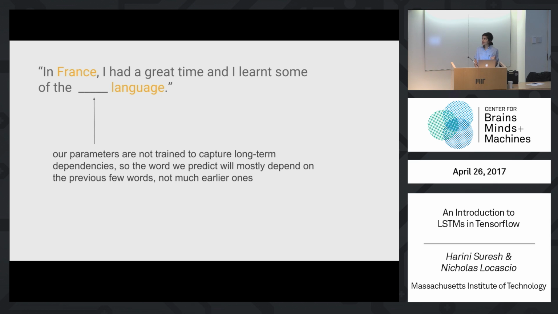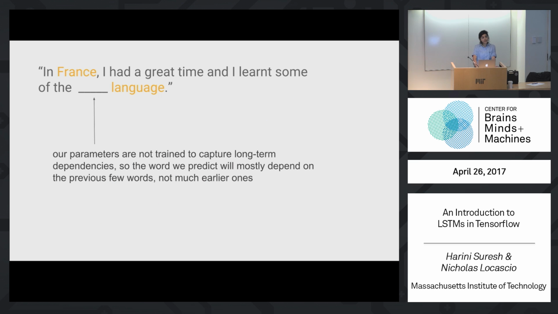Yeah, so this is just reiterating what I said, which is that since the parameters are being biased to capture shorter-term dependencies, we're running into the same problem that we had before. In this sentence, for example, if I'm trying to model language and predict the word that goes in that blank, it's going to be hard, if my parameters are biased to short-term dependencies, for it to know that that word is French, because it has to go all the way back and see the word France. Okay.